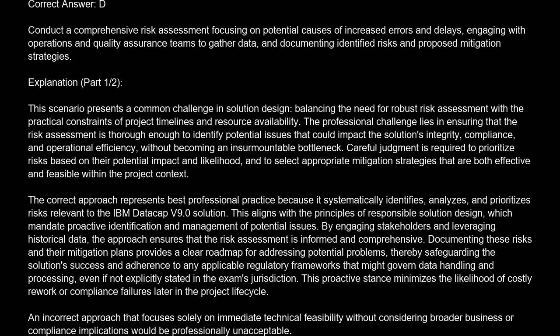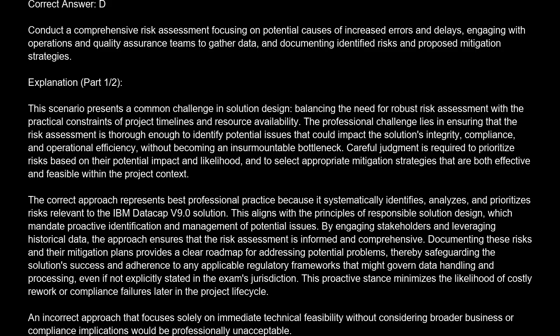The correct approach represents best professional practice because it systematically identifies, analyzes, and prioritizes risks relevant to the IBM Datacap V9.0 solution. This aligns with the principles of responsible solution design, which mandate proactive identification and management of potential issues. By engaging stakeholders and leveraging historical data, the approach ensures that the risk assessment is informed and comprehensive.